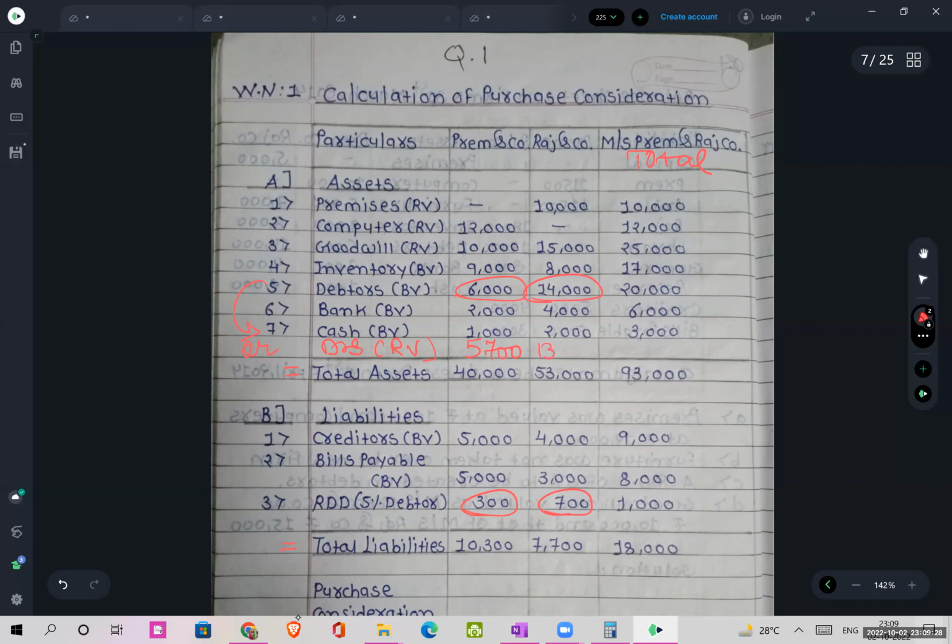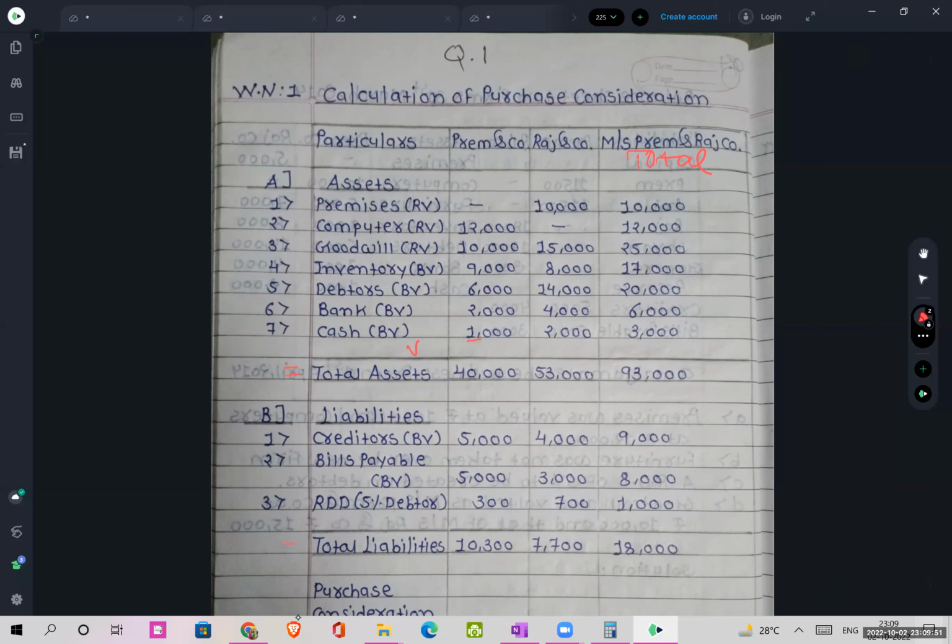So you can directly take your 13,300. Is this clear? This is also one of the ways of solving the data, or you can show it separately. You can show RDD in liabilities, or you can directly show the revised value of your data. In both the cases, the PC calculation will not change. The final answer of PC will not change.